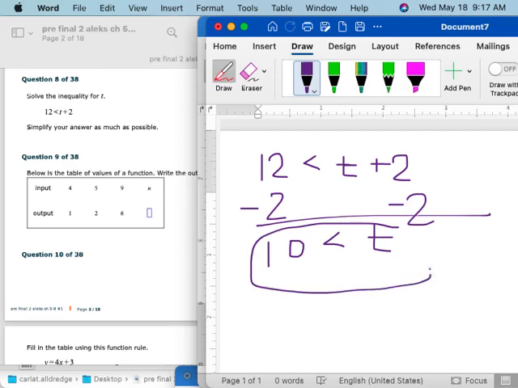Now, we would not leave the answer as 10 less than t. Really? How would we say it? We would say t greater than 10, because we would flip it all around.